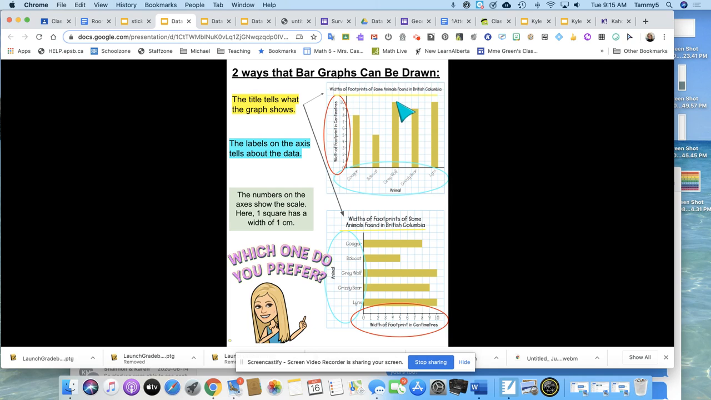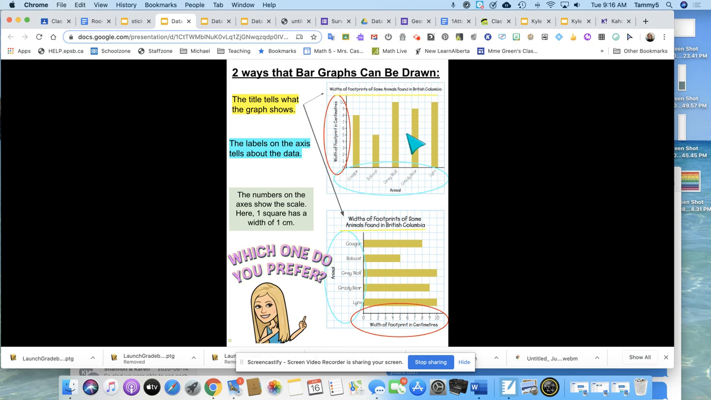And again, I'm just pretending that my cursor is my finger and I'm running it along that line, and I see that they both have a 10 centimeter width footprint. Okay, and then the bobcat has the smallest width footprint, which is 5 centimeters. Okay, and again, I just like this bar graph better.